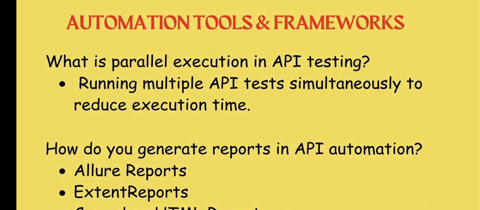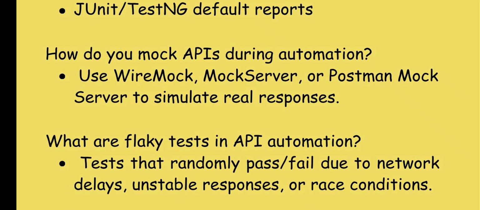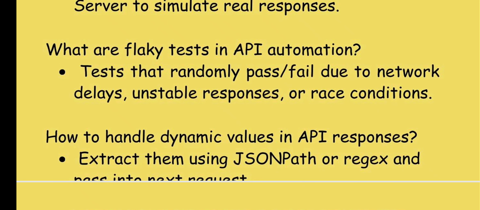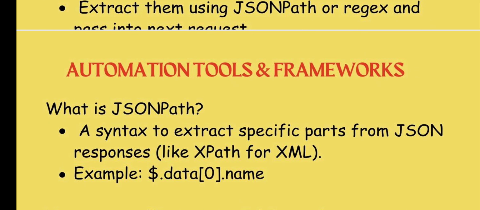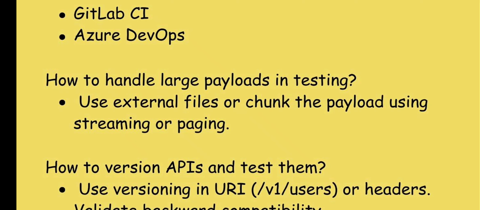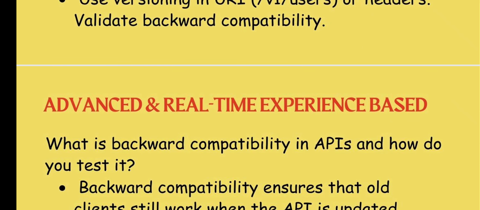Okay, so this is the next topic where we are going to discuss automation tools and frameworks. How do you generate reports in API automation? How do you mock APIs during automation? What are flaky tests in API automation? How to handle dynamic values in API responses? What is a JSON path? How to run API tests in a CI/CD pipeline? How to handle large payloads in testing? How to version APIs and test them?